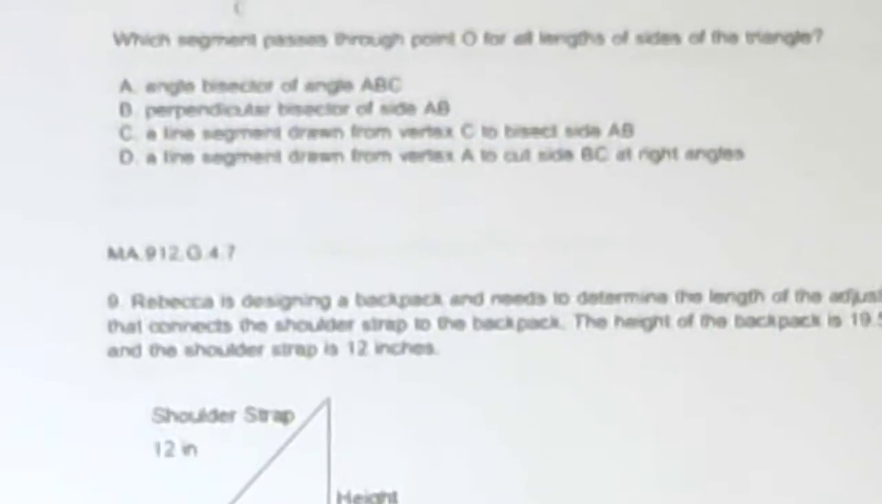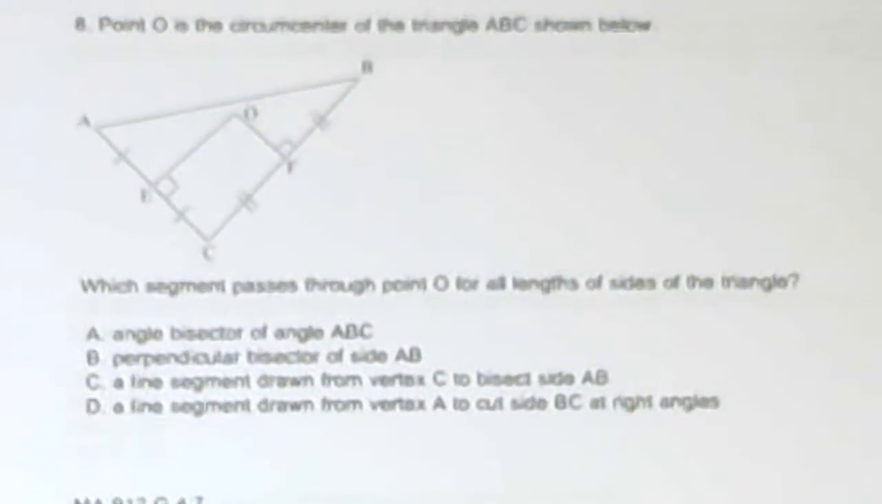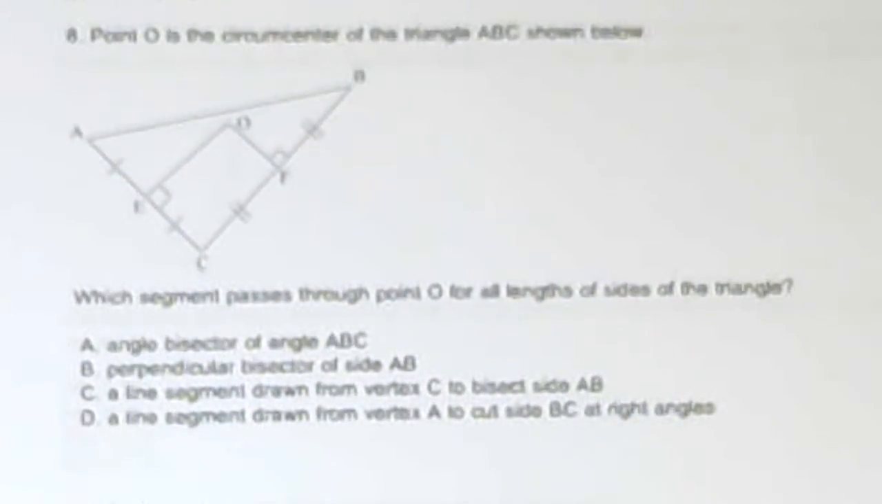Number 8. Point O is the circumcenter of the triangle ABC shown below. Which segment passes through point O for all lengths of sides of the triangle?